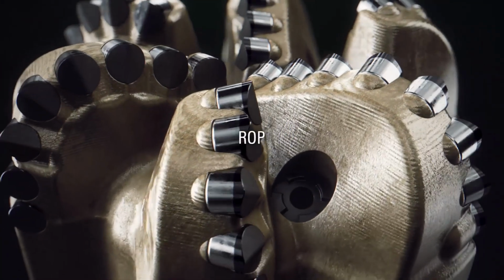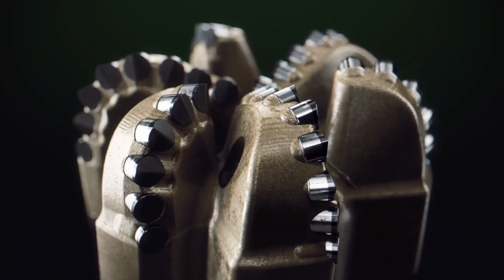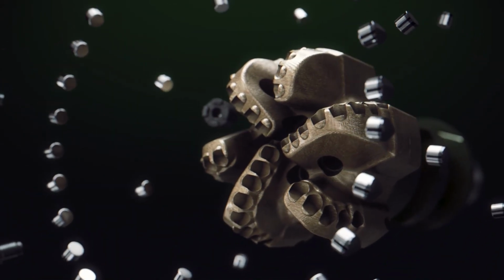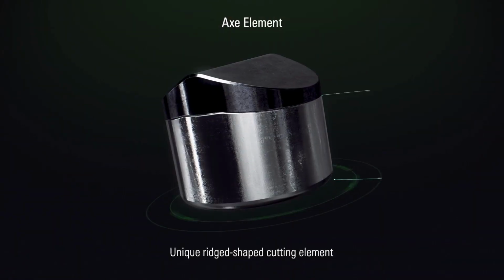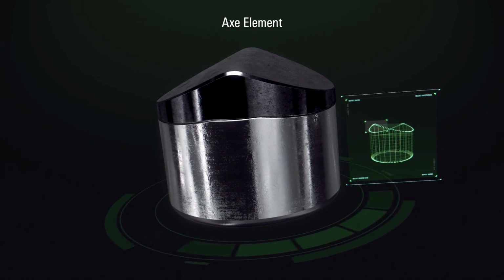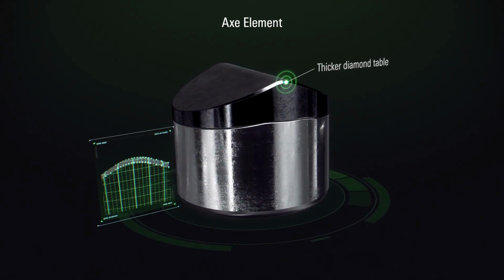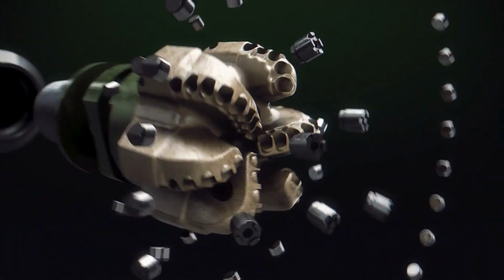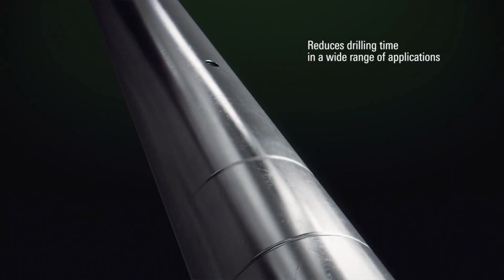The axe blade ridge diamond element bit increases ROP and steerability through increased cutting efficiency and superior frontal impact resistance. The key to the bit's performance is a more aggressive ridge-shaped cutting element that crushes and shears to fail rock more effectively, while its thicker diamond table improves durability. The resulting bit reduces drilling time in a wide range of applications.